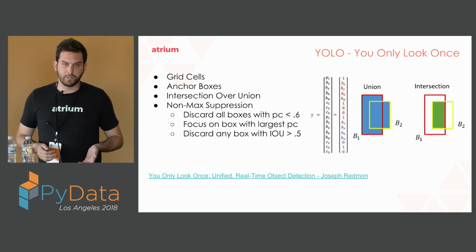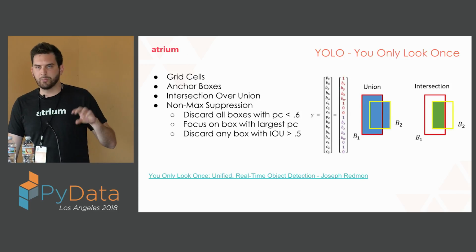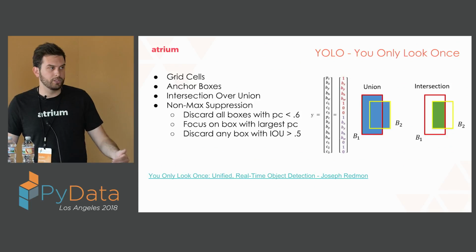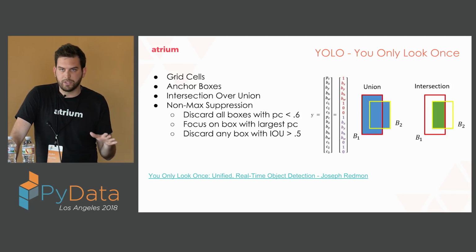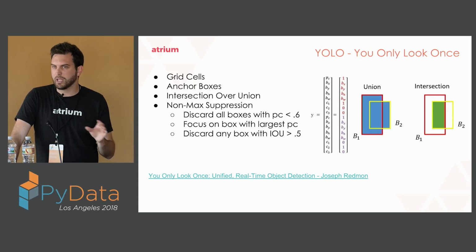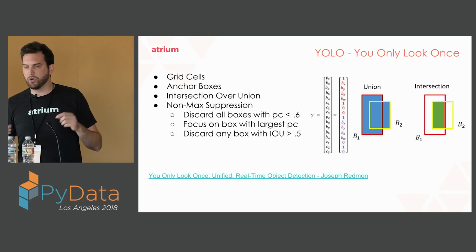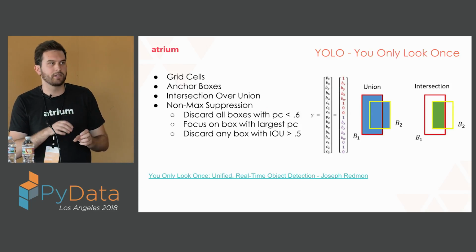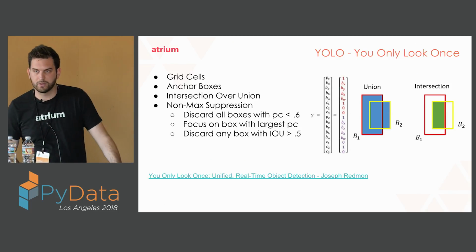Now, the other thing that YOLO will do is it'll output multiple detections for the same object, and you want to be able to clean those up. So it introduces an algorithm called non-max suppression. What that means is discard all of the bounding box predictions that have a confidence of less than 0.6, or some hyperparameter of your choosing. Then iterate over the bounding boxes and focus on the one with the largest confidence, and discard any other bounding box that has an IOU with that one of greater than 0.5. This cleans up the predictions quite nicely.